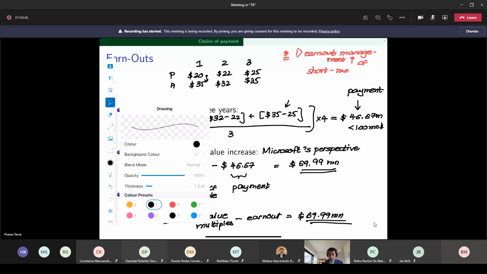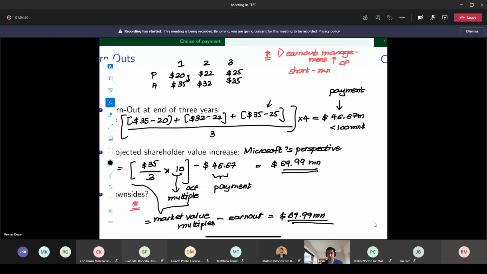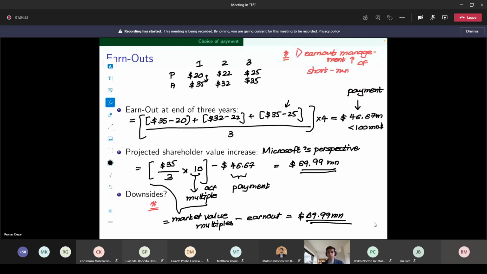So if everything is clear, let's move on to the third type of option. Actually, I have a doubt. Oh, sorry. No, go ahead. Sorry, go ahead. It's just about the 35 divided by 3 times 10. Where does that come from?